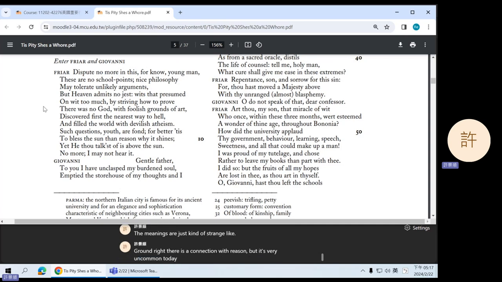Or even the word art. The word art means skill or learning. Today, if somebody is a very good worker, like a carpenter, 木匠, or like a plumber, 水工, if they're very good, we call them an artisan, 工匠. Same root, art.